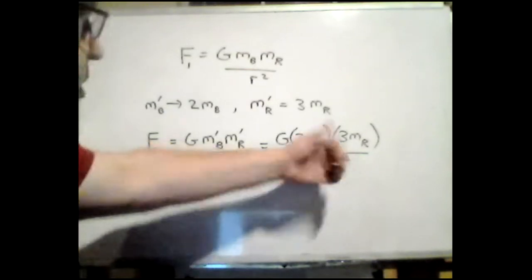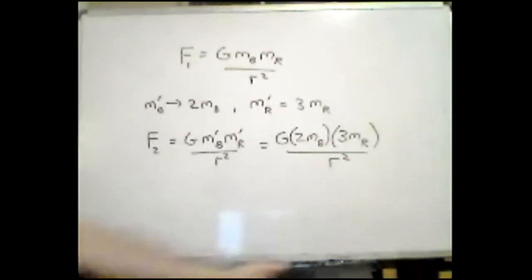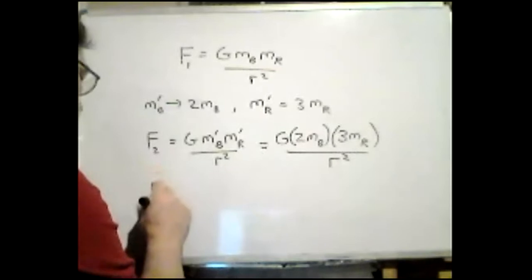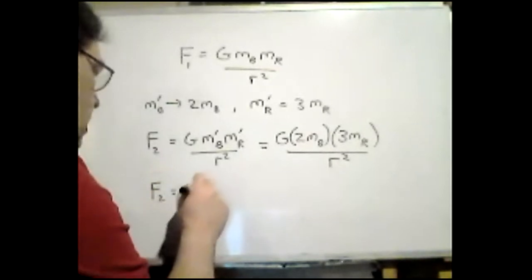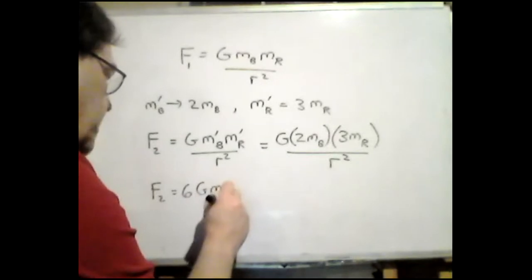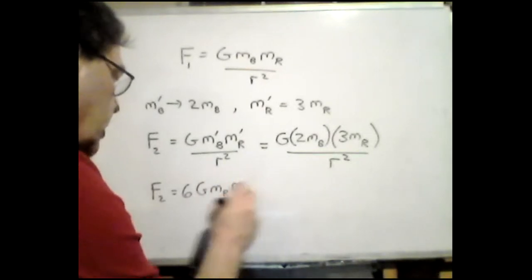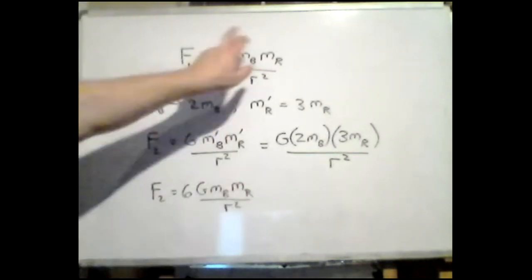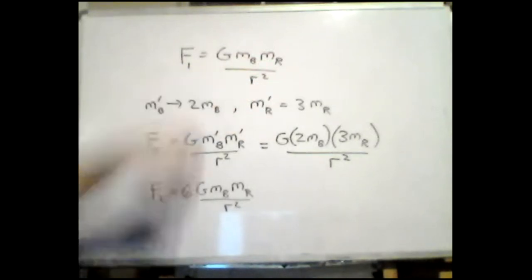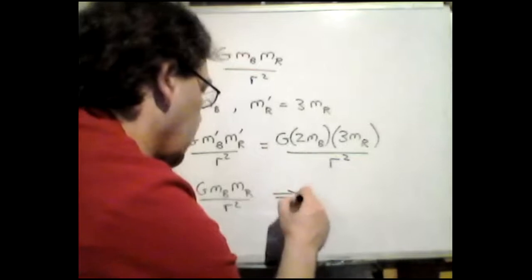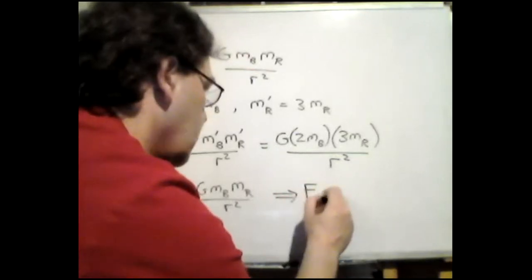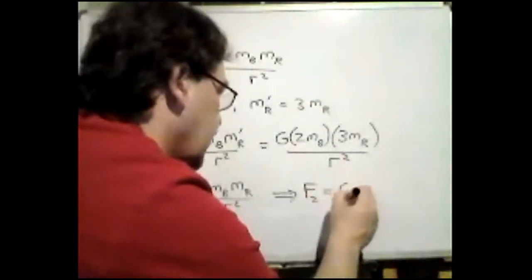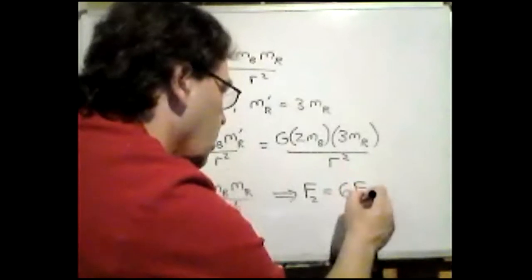Now I have these constants. I can just use the commutative property of multiplication and pull everything out. 2 times 3 is 6. So F2 now becomes 6 G M sub B, the original mass, M sub R, the original mass, divided by R squared. And by the way, that combination is my original attractive gravitational force. That means that when I make these changes, doubling the blue mass and tripling the red mass, the new force becomes 6 times the original gravitational force.